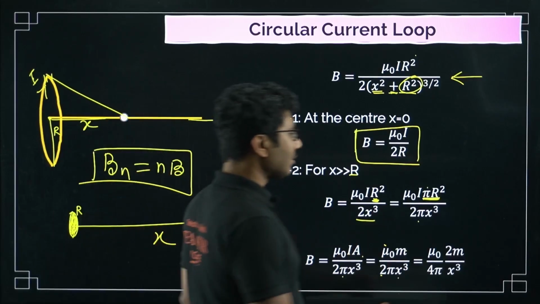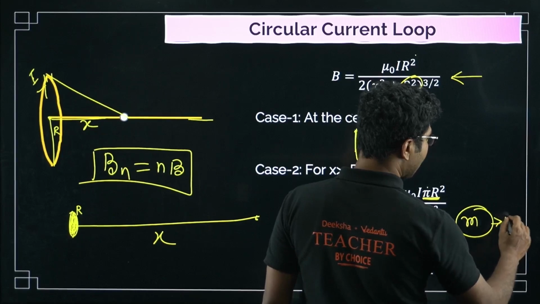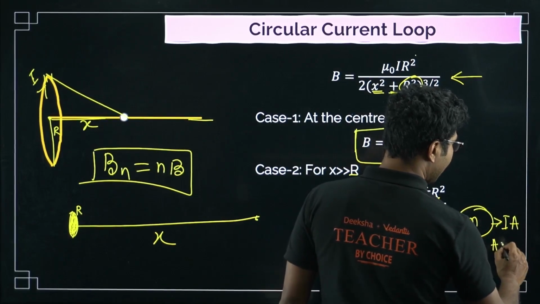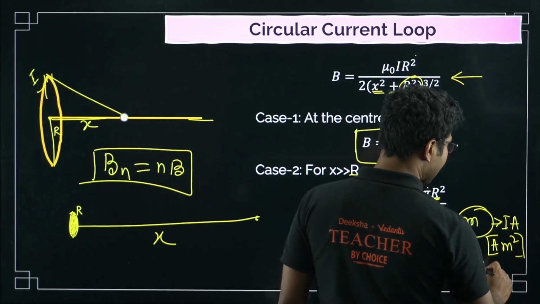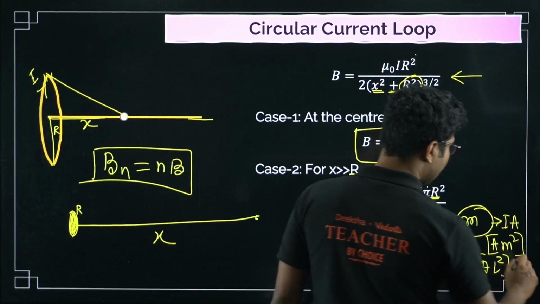What is m? M is called the dipole moment of the coil. It is I into A. So its unit is ampere meter square. Sorry, the unit is ampere meter square; the dimension is A L square.